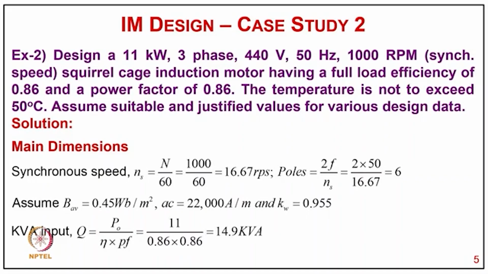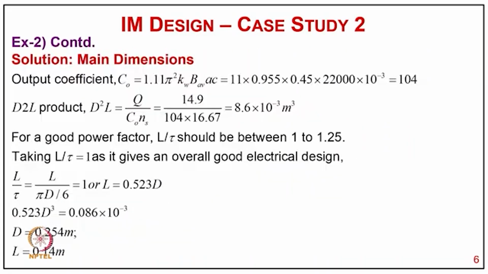So considering the B average of 0.45 Weber per meter square and the electrical loading AC of 22,000 ampere per meter, and winding factor of 0.955, which is valid for a double layer winding with a winding distribution of 60 degree phase spread and a phase factor of around 1. Now coming to the kVA input Q, that is equal to P0 upon efficiency into power factor. Putting the values, 11 divided by 0.86 into 0.86, this comes to 14.9 kVA.